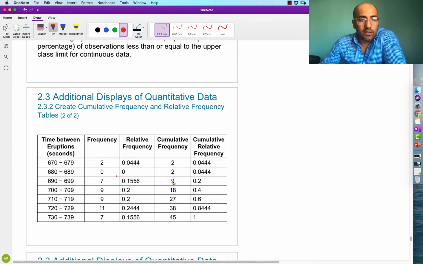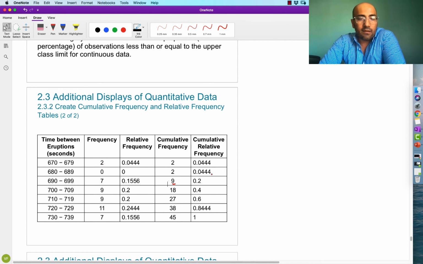To get to the next one, it's the running total, so now we see that there were 9 observations that landed in this class. So if we add all of these numbers, we see that there was a total of 18 up to and including 709 and below, right? Good. Okay, so that's how we get the cumulative frequencies. And then if we divide each one of those by the total number, we get the cumulative relative frequency.